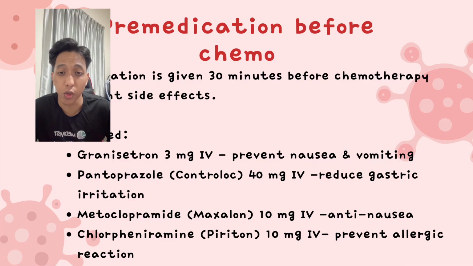Pre-medication is given approximately 30 minutes before chemotherapy to reduce side effects. The drug used include granisetron 3 mg injection, which help prevent nausea and vomiting. Pantoprazole 40 mg injection is used to reduce gastric irritation. Metoclopramide 10 mg injection is given as an anti-nausea medication. Lastly, chlorpheniramine 10 mg injection is administered to prevent allergic reaction.